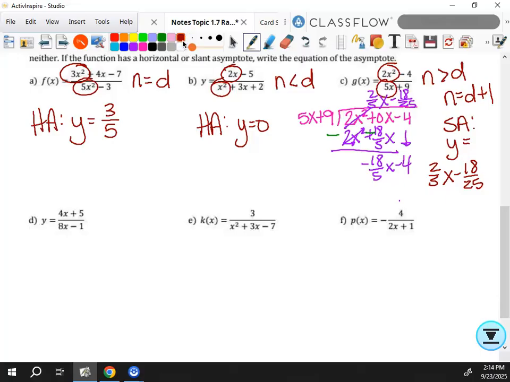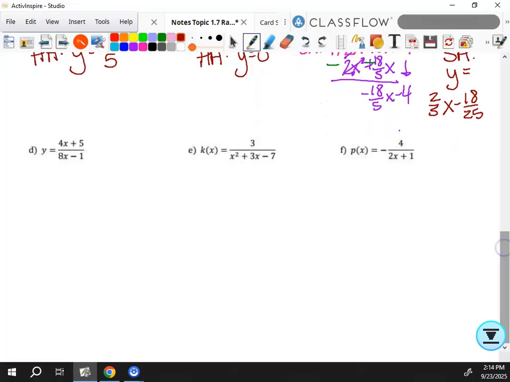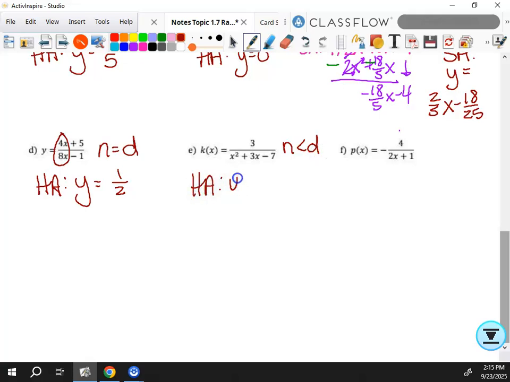All right. So when I look at D, and I look at these two terms here, N is equal to D. So I have a horizontal asymptote where? Y equals 1/2. Good. Here, numerator is less than denominator. So y equals what? 0. And here, N is less than D. So my horizontal asymptote is at y equals 0.